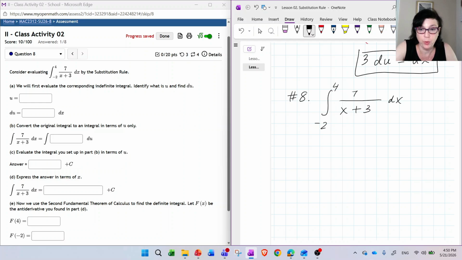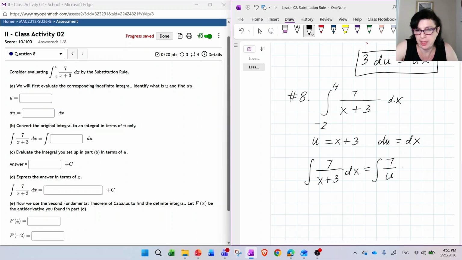The reason why you will actually get this right is because if you use the substitution u equals x plus 3, du will be the same as dx, right? Because derivative of x has a slope of 1 and 3 goes away to 0. And that means that the integral of 7 divided by x plus 3 dx will just become 7 divided by u, and dx is du. So in this case, it's just going to be du.